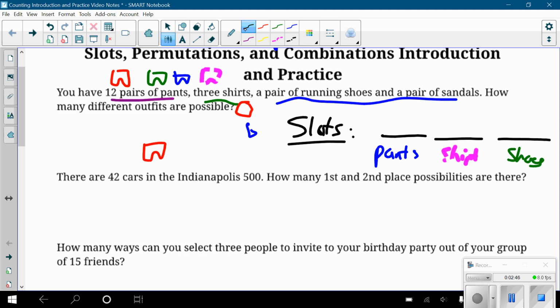And then on the slots themselves, I'm going to list the number of choices for that single decision. So when I'm thinking about picking a pair of pants, I have 12 choices. When I'm thinking about picking a shirt, I have 3 choices. And when I'm thinking about picking shoes, there's 2 different choices. Once I have these slots laid out like this, I am going to multiply them all together. So I'm going to do 12 times 3 times 2. I'm going to get 72. And there are 72 different outfits.